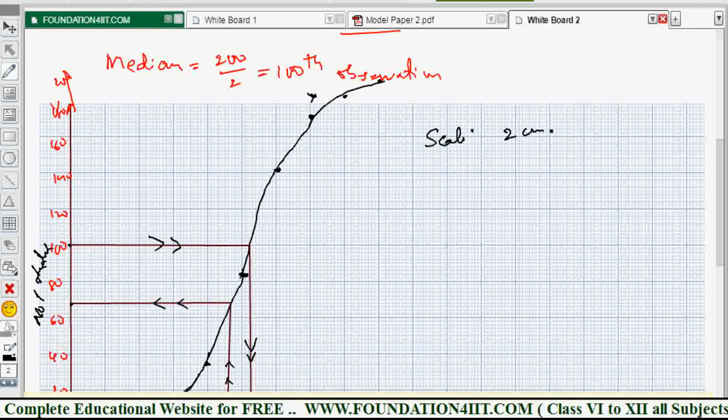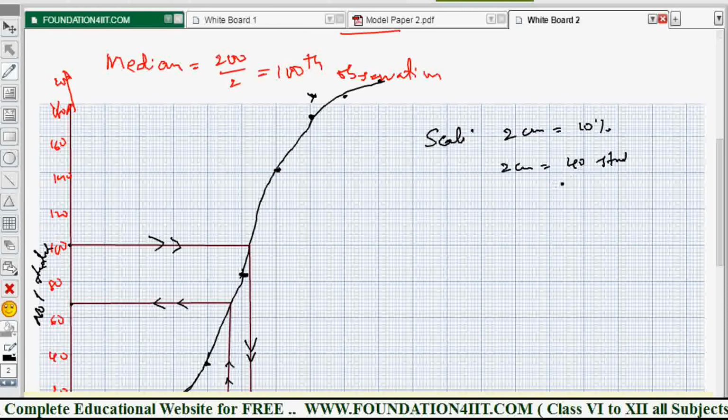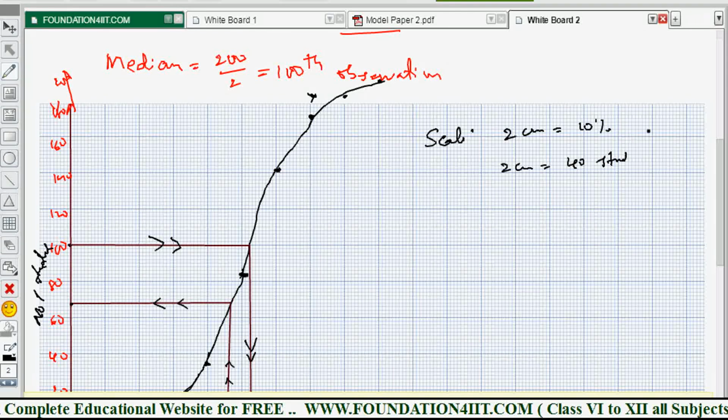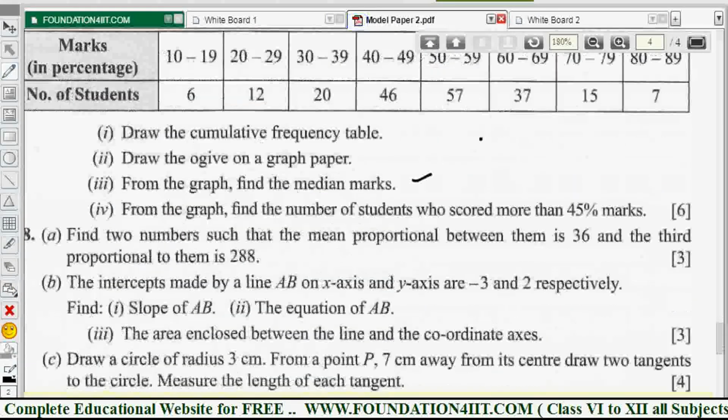Here 2 centimeters is equal to 10% on the x-axis, and similarly 2 centimeters is equal to 40 students you are taking on the y-axis. That means 1 centimeter is 20, so 2 centimeters is 40 students. Right, so we can solve this problem this way. Let us see this for 6 marks questions.